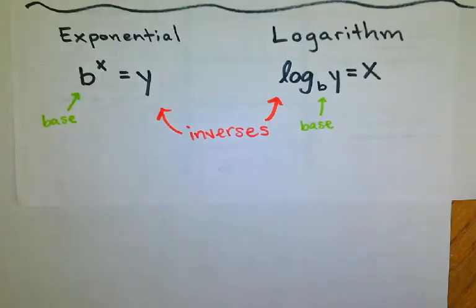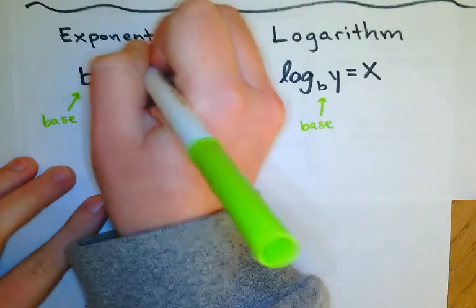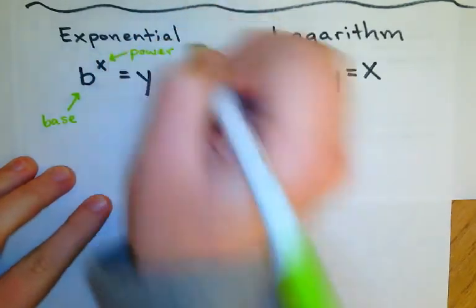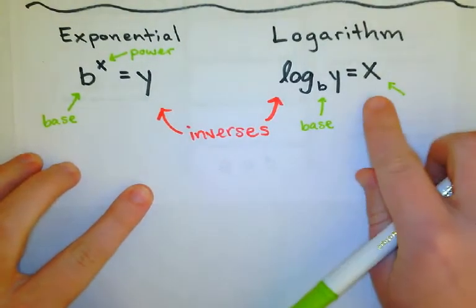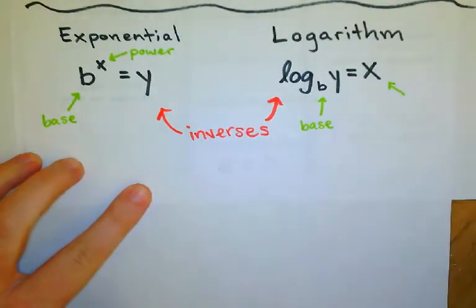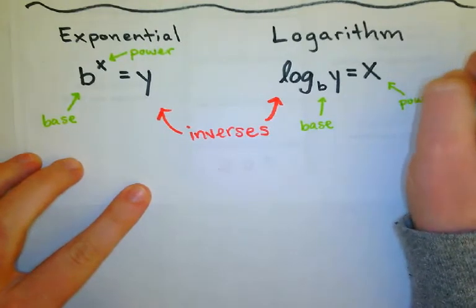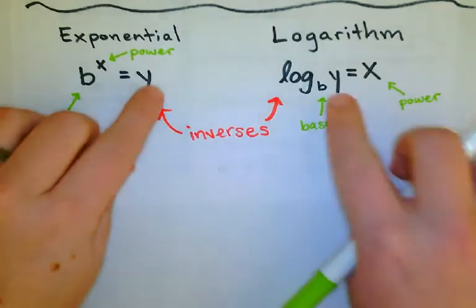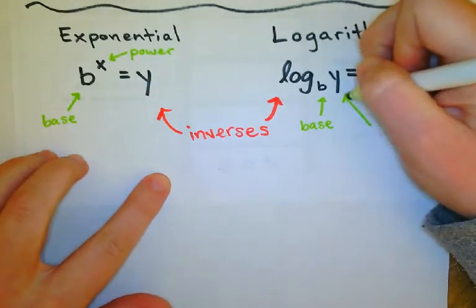This x, this is our power. Alright, and your power ends up being your answer in the logarithm. And then the name for this y is our argument.